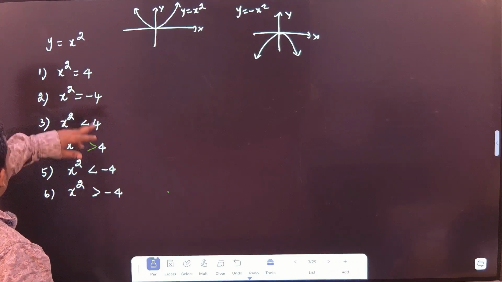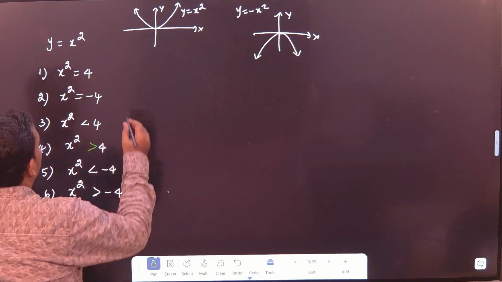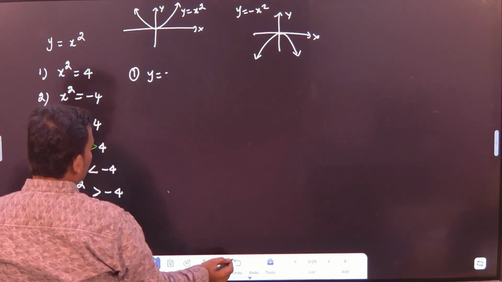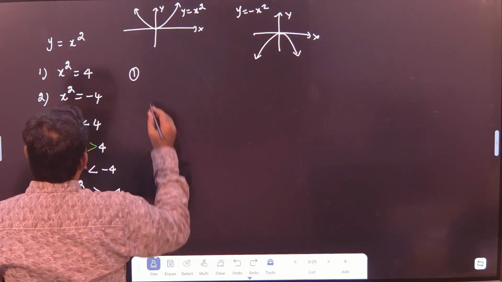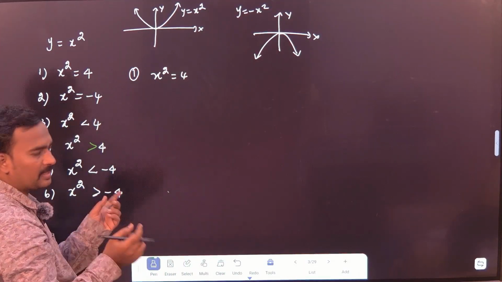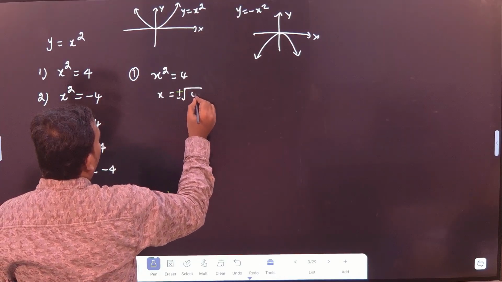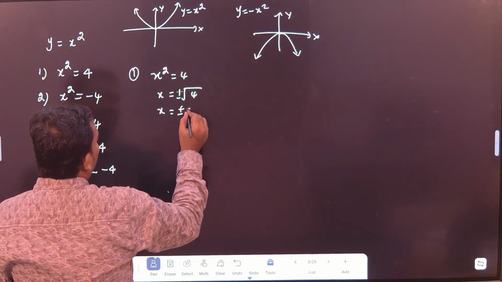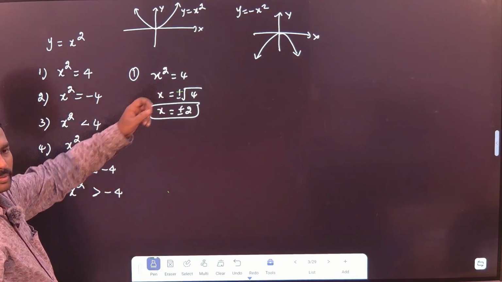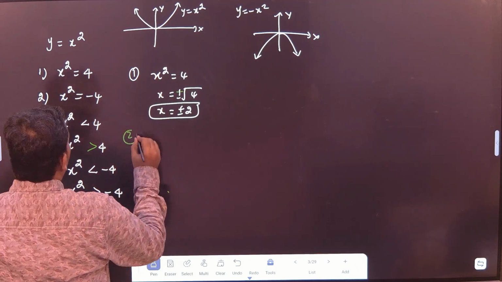Okay, you can see the first one, x square is equal to 4. How to solve this? x square is equal to 4. Then what are the possibilities for the x value? x is equal to plus or minus square root of 4. That means x is equal to plus or minus 2. These are the solutions. If you put 2 here, 2 square is 4. Minus 2 whole square is also 4, right? Okay.